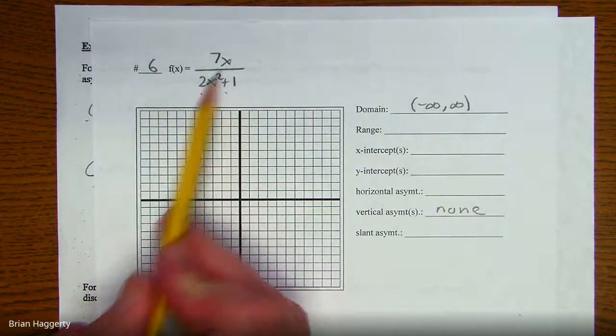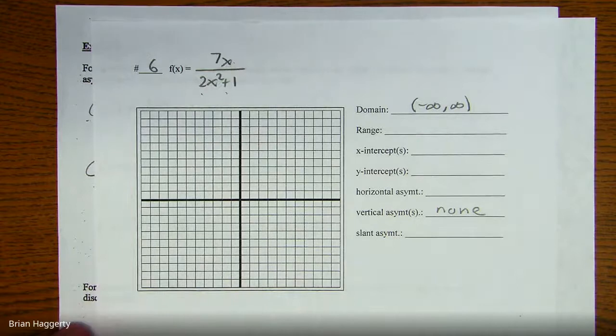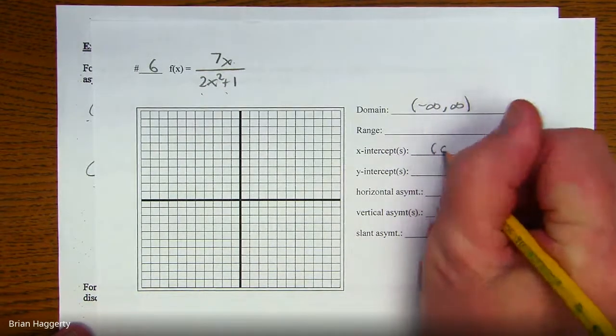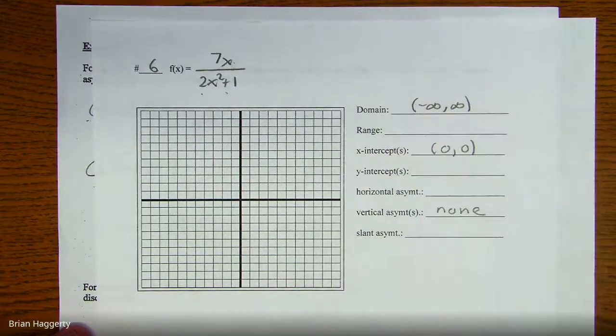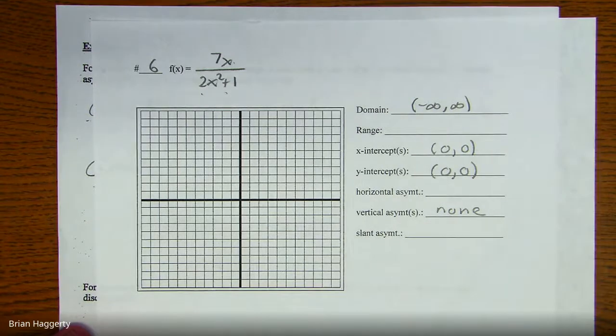As long as this is simplified, the x-intercept is going to be when the top of the fraction is equal to 0. Top of the fraction is 0, so x is 0. If you have an x-intercept, which is 0, your y-intercept has to be 0. So again, we got a point.